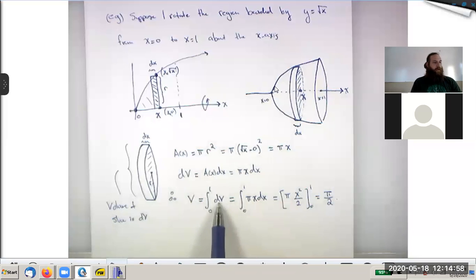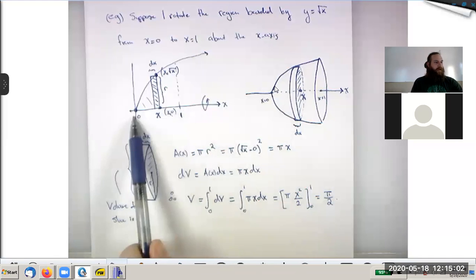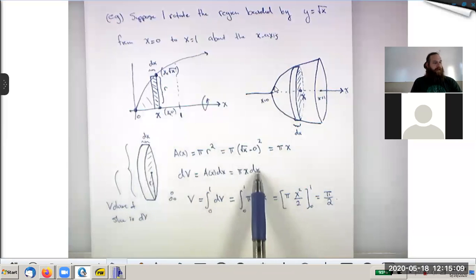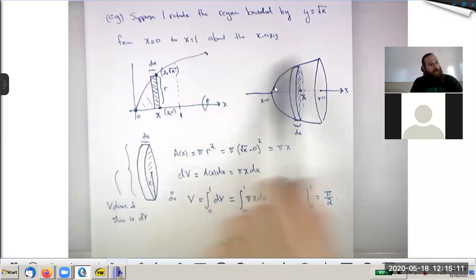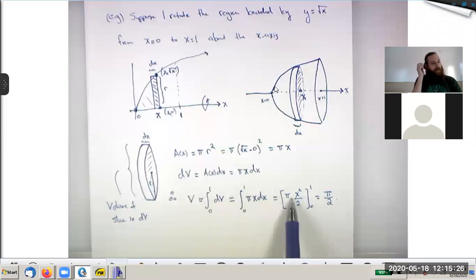So each little volume taken at a number x, where the slice is taken at a number x between 0 and 1, each little solid has volume pi x dx. And if I want the volume of the whole solid, I need to add up all of the little volumes. That's what the integral does. Each one of these little volumes is pi x dx. And when I add all of those up, that's doing this integral. So here, this evaluation step is giving me the volume of the whole solid.